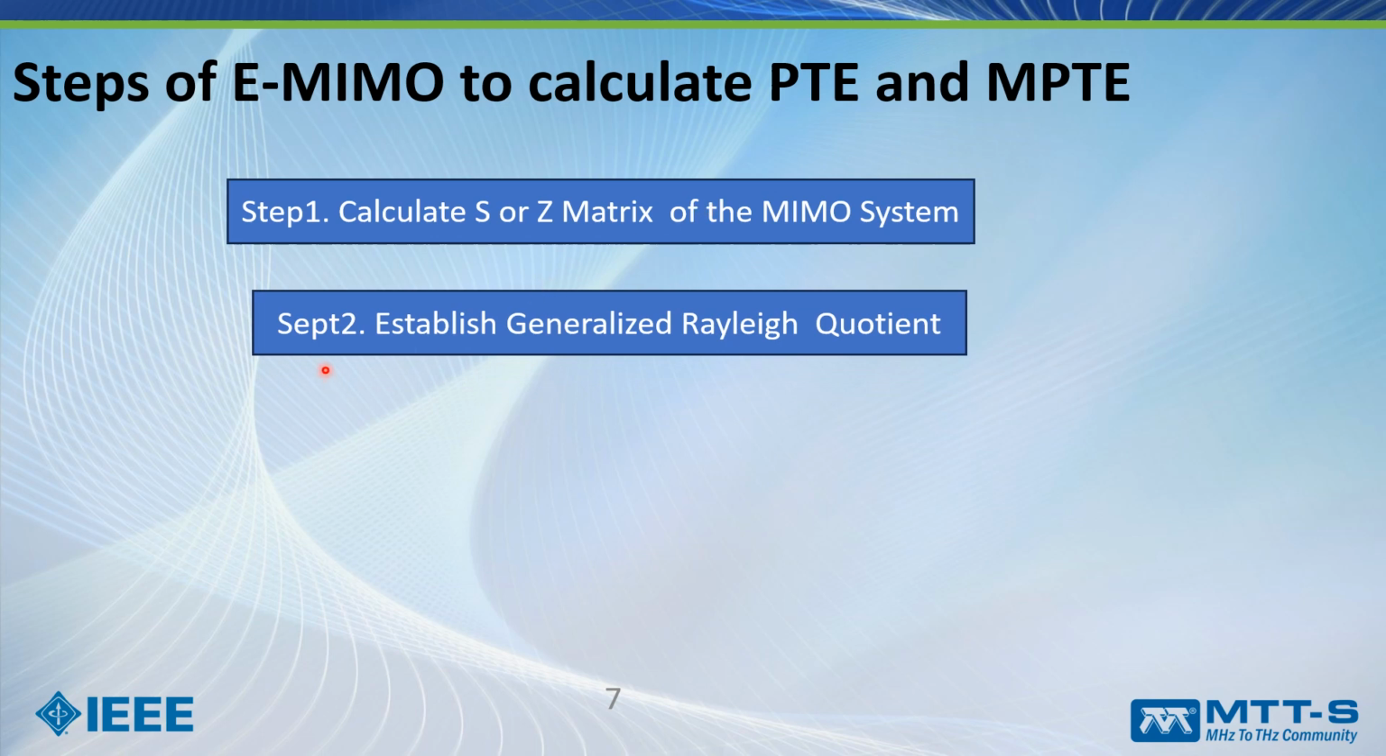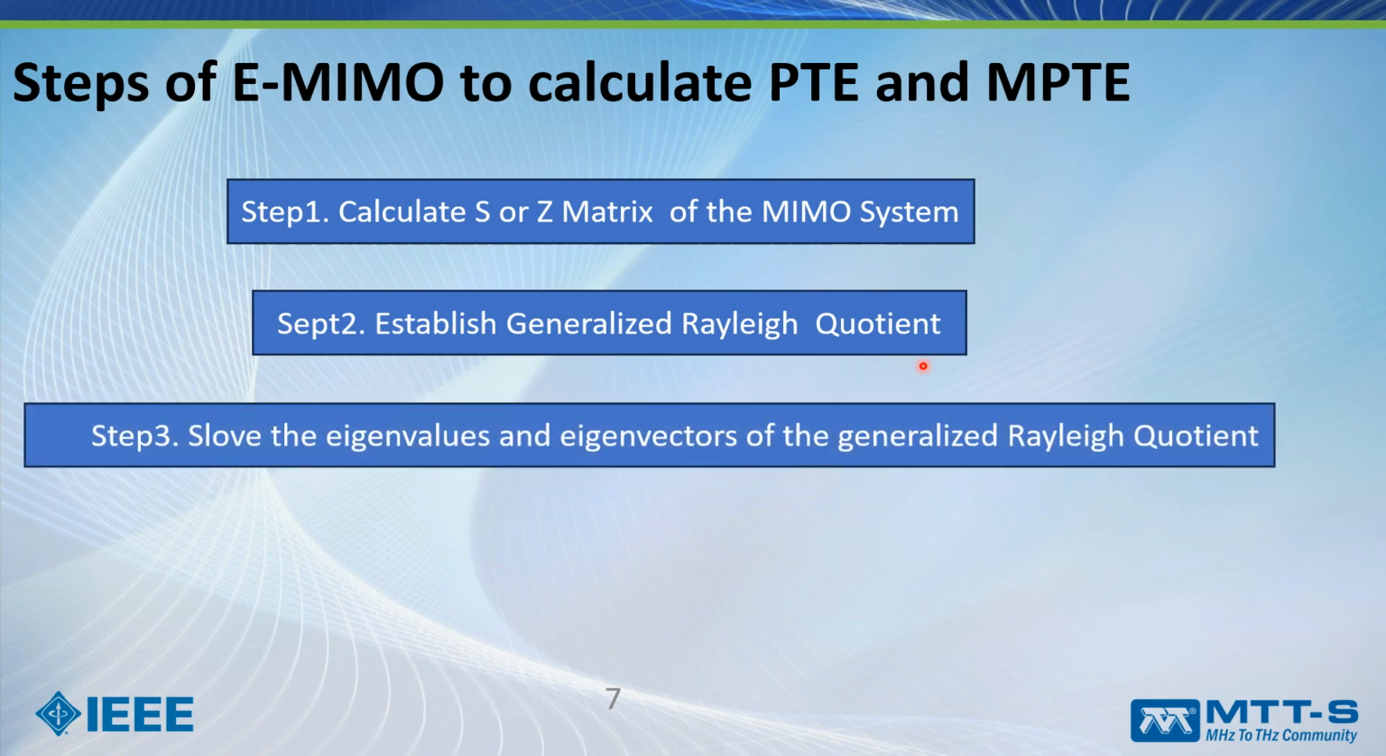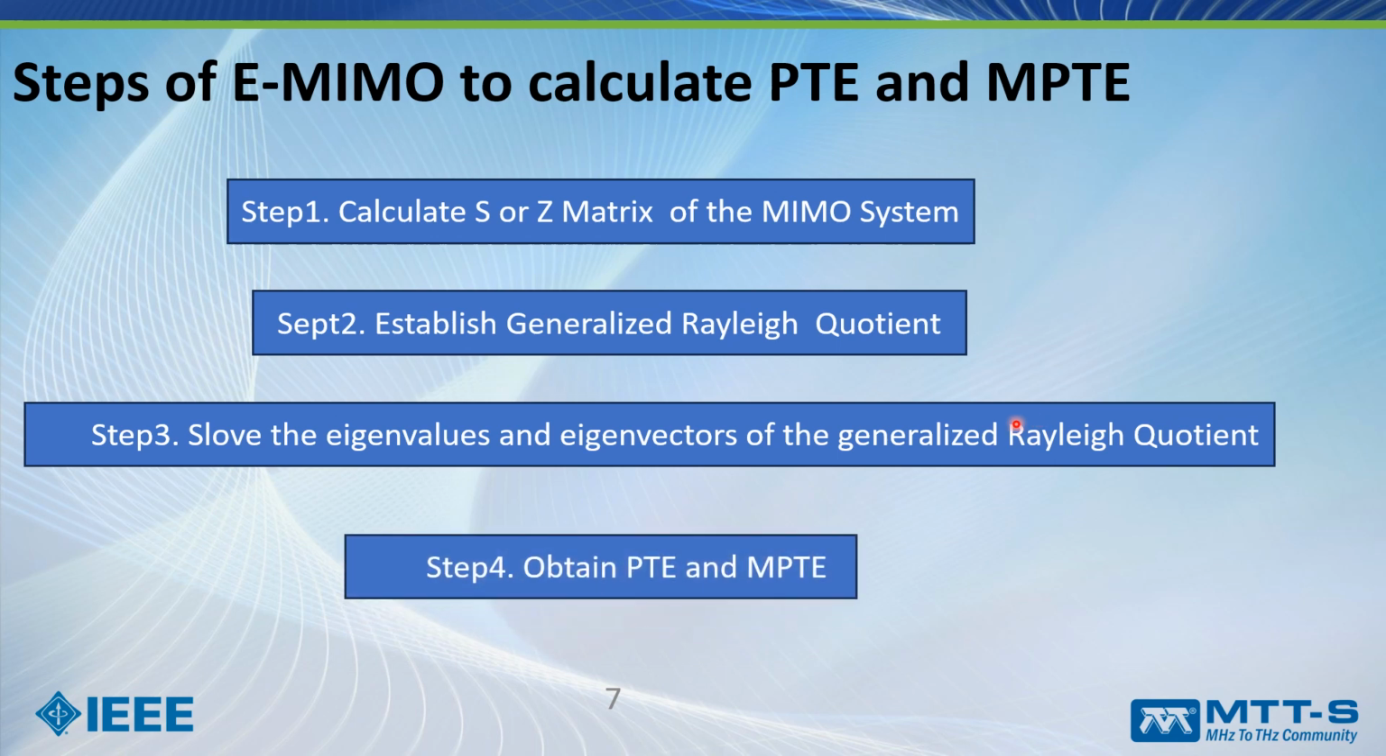And this is step 2. From this S matrix or Z matrix, we can establish the generalized Rayleigh quotient for power transfer efficiency. Then, in step 3, we solve the eigenvalues and eigenvectors of the above generalized Rayleigh quotient. Finally, in step 4, we can obtain the PTE and also the MPTE.